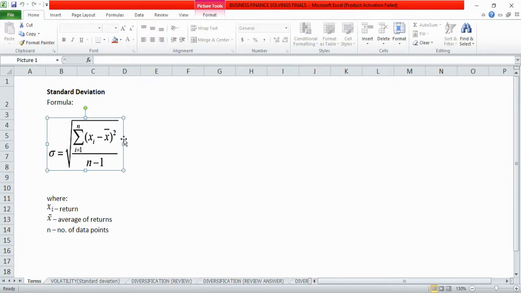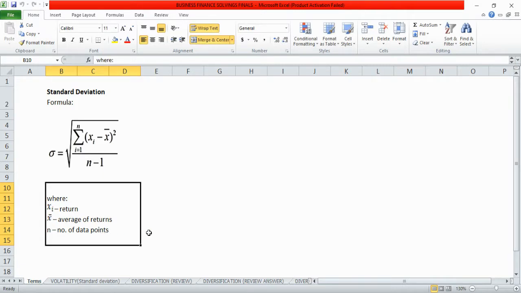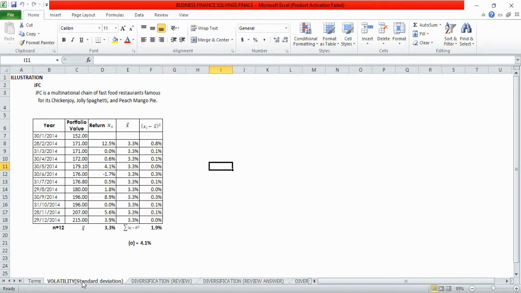and next we also have to identify what X sub i is, that is your return, and this symbol means the average of returns or the mean. And for the n, that is the number of your data points. So let's proceed to our illustration.